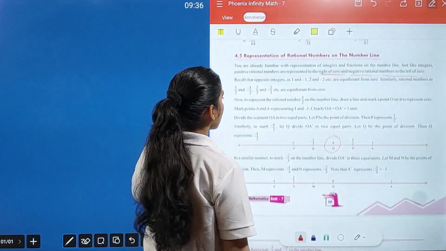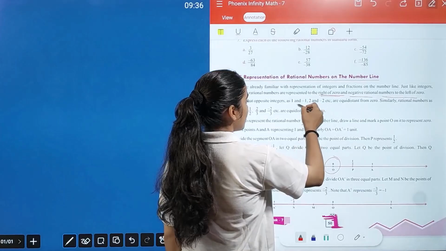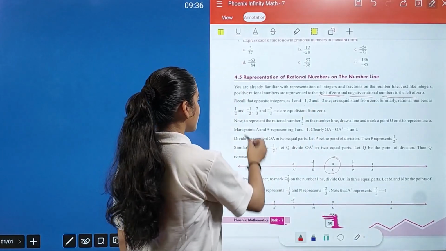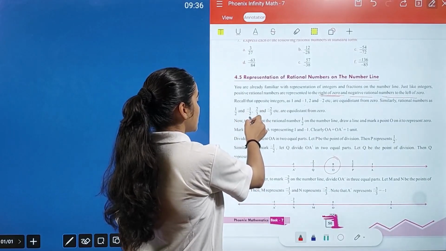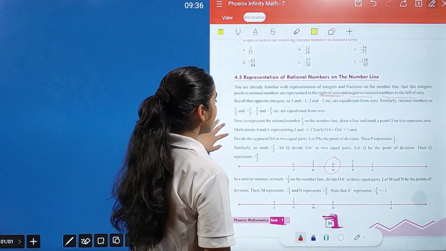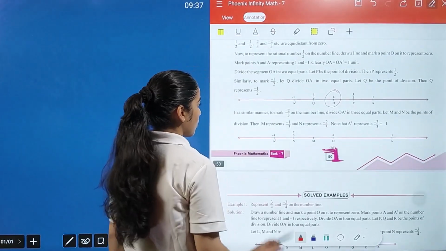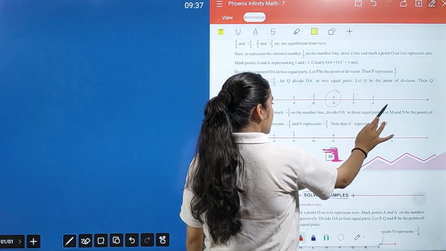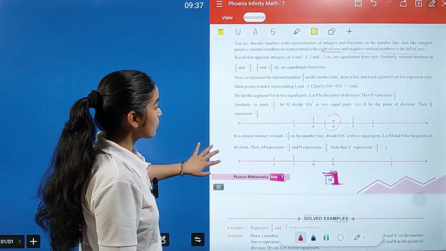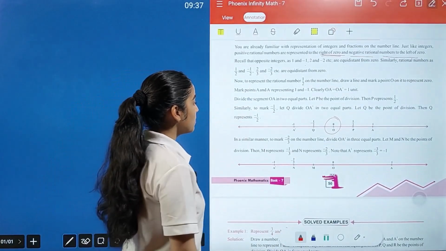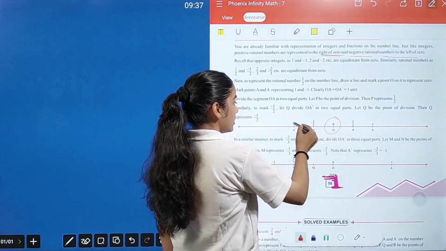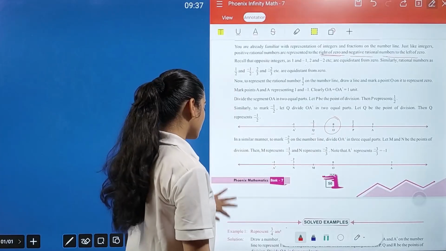Okay, so recall the opposite integers as 1, minus 1, 2, minus 2, etc. are equidistant from 0. Similarly, rational numbers as 1 by 2 and minus 1 by 2 are equidistant to 0, and 2 by 3 and minus 2 by 3 are also equidistant from 0. Okay, so always you have to keep in mind your right side always represents positive and left hand side always represents negative numbers. Now you have to mention minus 1 by 2. So here you have 0. After 0 you have minus 1 by 2, 1. Accordingly you can represent your numbers.